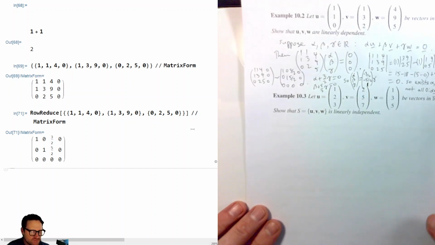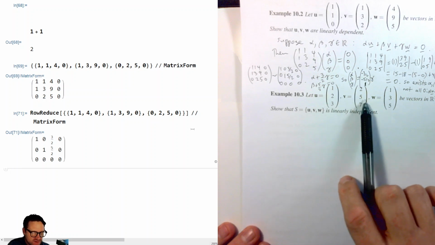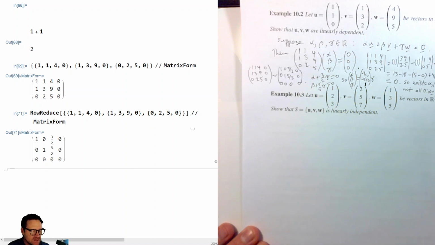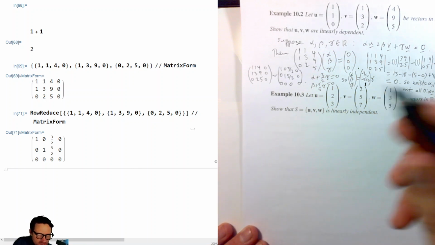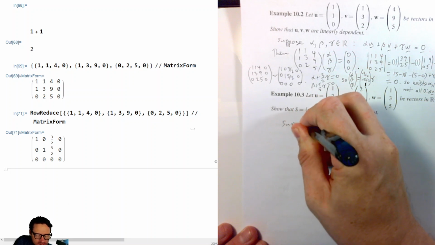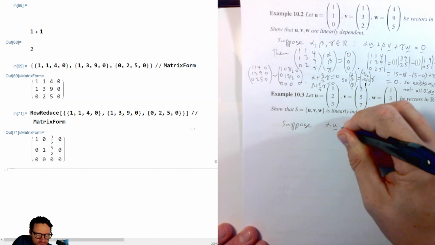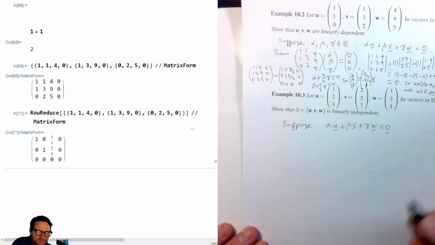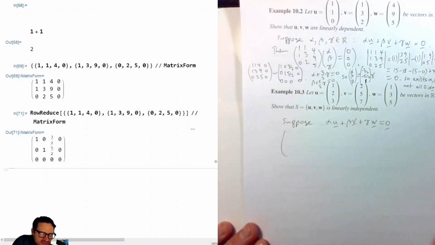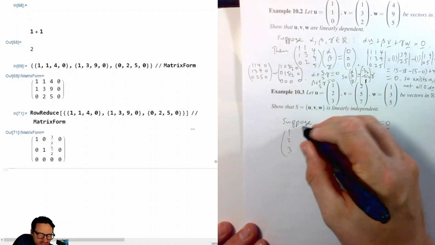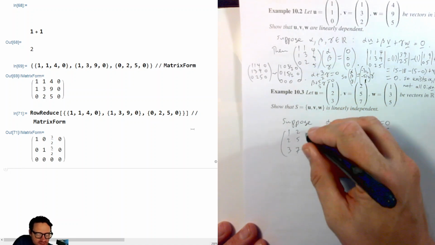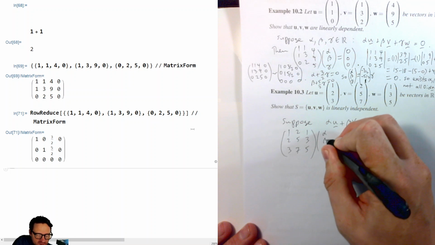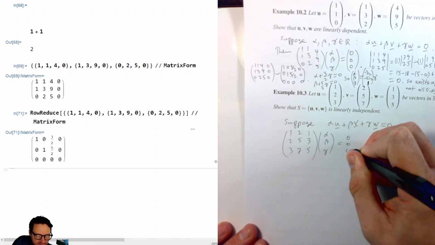Okay, example 10.3. Suppose we have these three vectors u, v, and w in 3 space. Show that they are linearly independent. Okay, so we'll set up the same equation. Suppose alpha u plus beta v plus gamma w is the 0 vector. Well, what this says then is that the matrix with rows 1, 2, 3, 2, 5, 7, 1, 3, 5 times alpha, beta, gamma is the 0 vector.